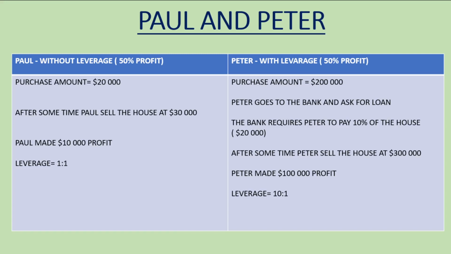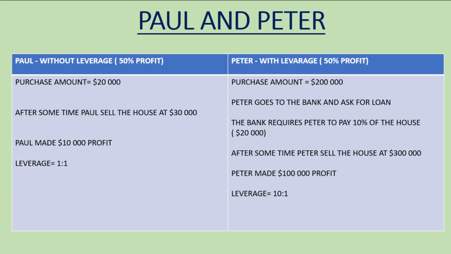Here we have two brothers, Paul and Peter. They are both real estate agents. And they will both make 50% from their investment. Also, they both have the same amount to invest, but they invest differently. Paul doesn't like to use leverage, and Peter loves to use leverage.